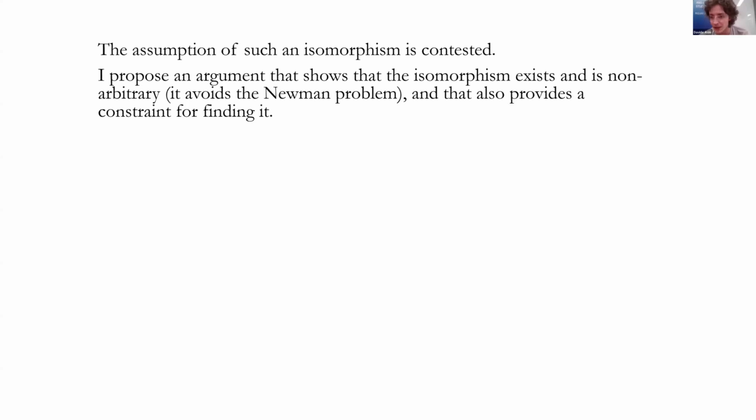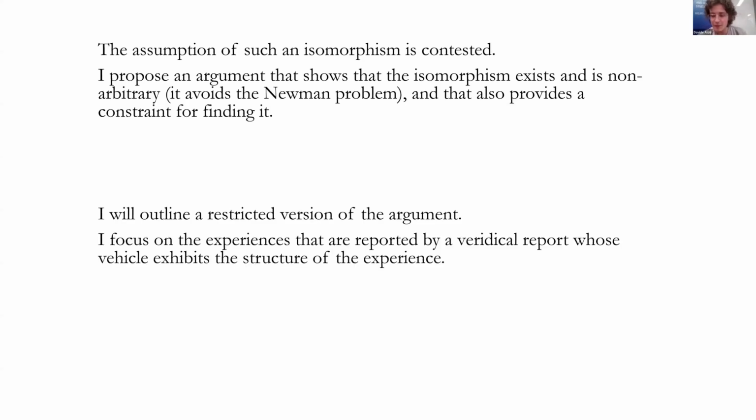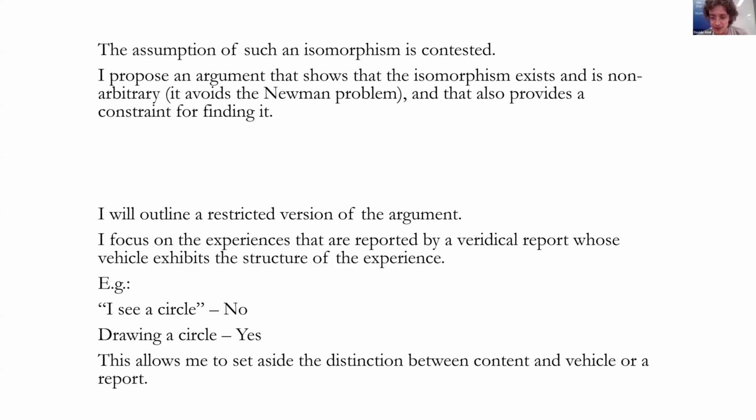Given the time, I will only outline a restricted version of the argument I'm developing. I will focus on the experiences that are reported by a veridical report whose vehicle exhibits the structure of the experience. Verbal reports like "I see a circle" are therefore excluded, while reports like drawing a circle are included. Focusing on this type of report allows me to talk about veridical reports, setting aside the distinction between content and vehicle of a report, because content and vehicle will have the same structure.